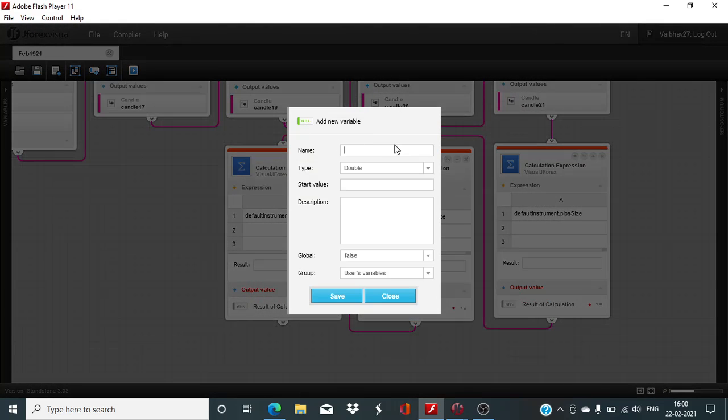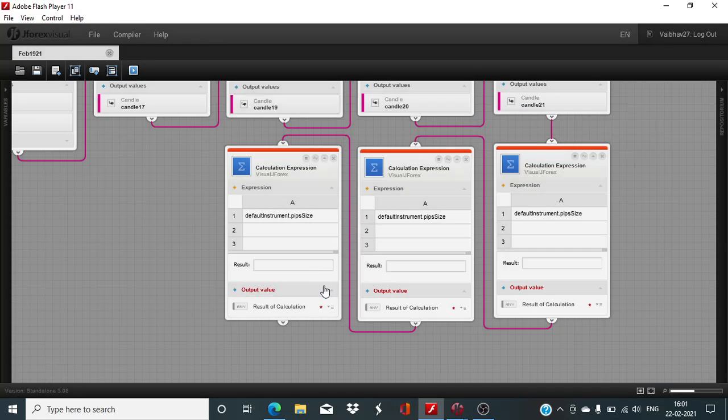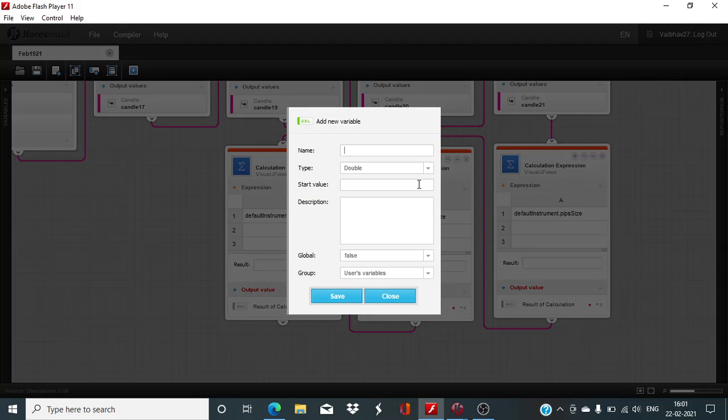One more will be the minimum variable. Okay, 7 pips, and another will also be needed to look at the 15 minutes candle difference. This will be 3 pips.